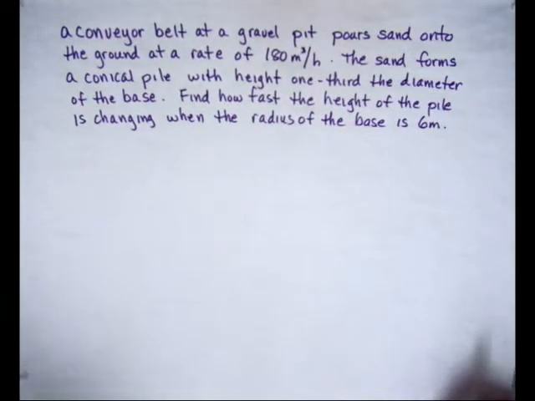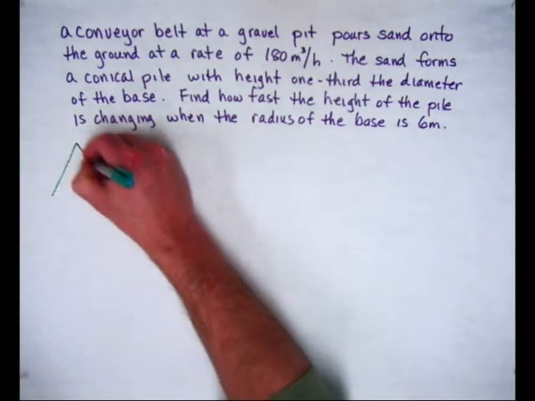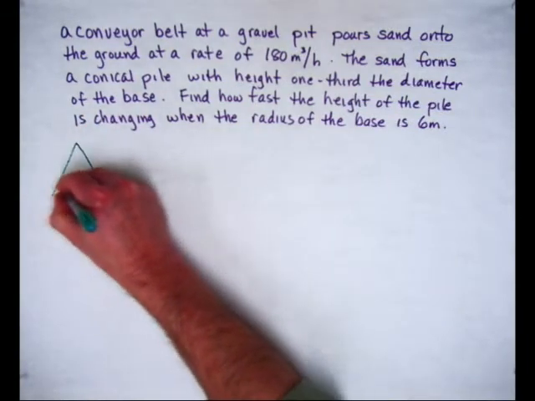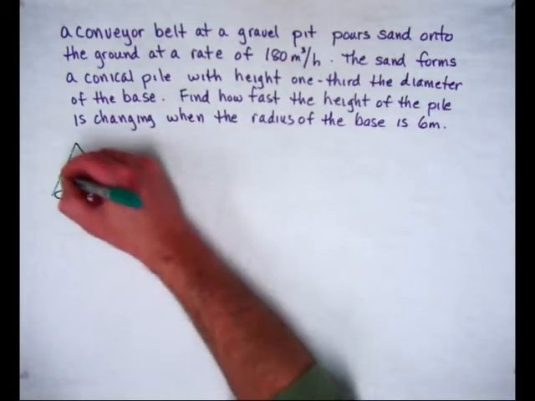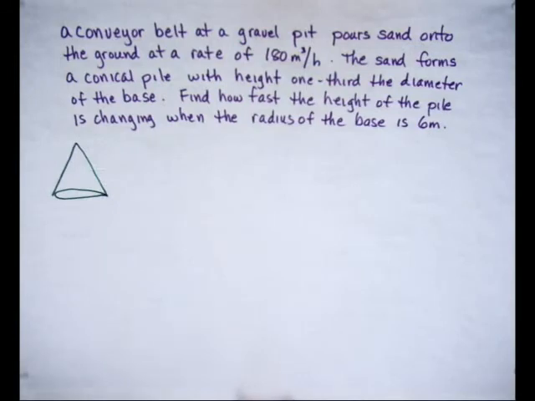Okay, this will be our last example on related rates. This is also another volume question. This time, gravel is being poured onto the ground at a certain rate, 180 cubic meters per hour. As the sand hits the ground, it's going to form a conical pile. So the sand is going to land and form a pile in the shape of a cone, which kind of makes sense. So there's our diagram.